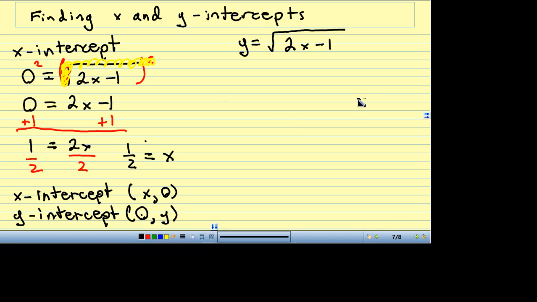So, last one I've got here is for the y-intercepts. To plug in the y-intercepts, I've got a 0 for my x value. Right here, 0 for my x value. So, I'm going to do 2 times 0 minus 1.